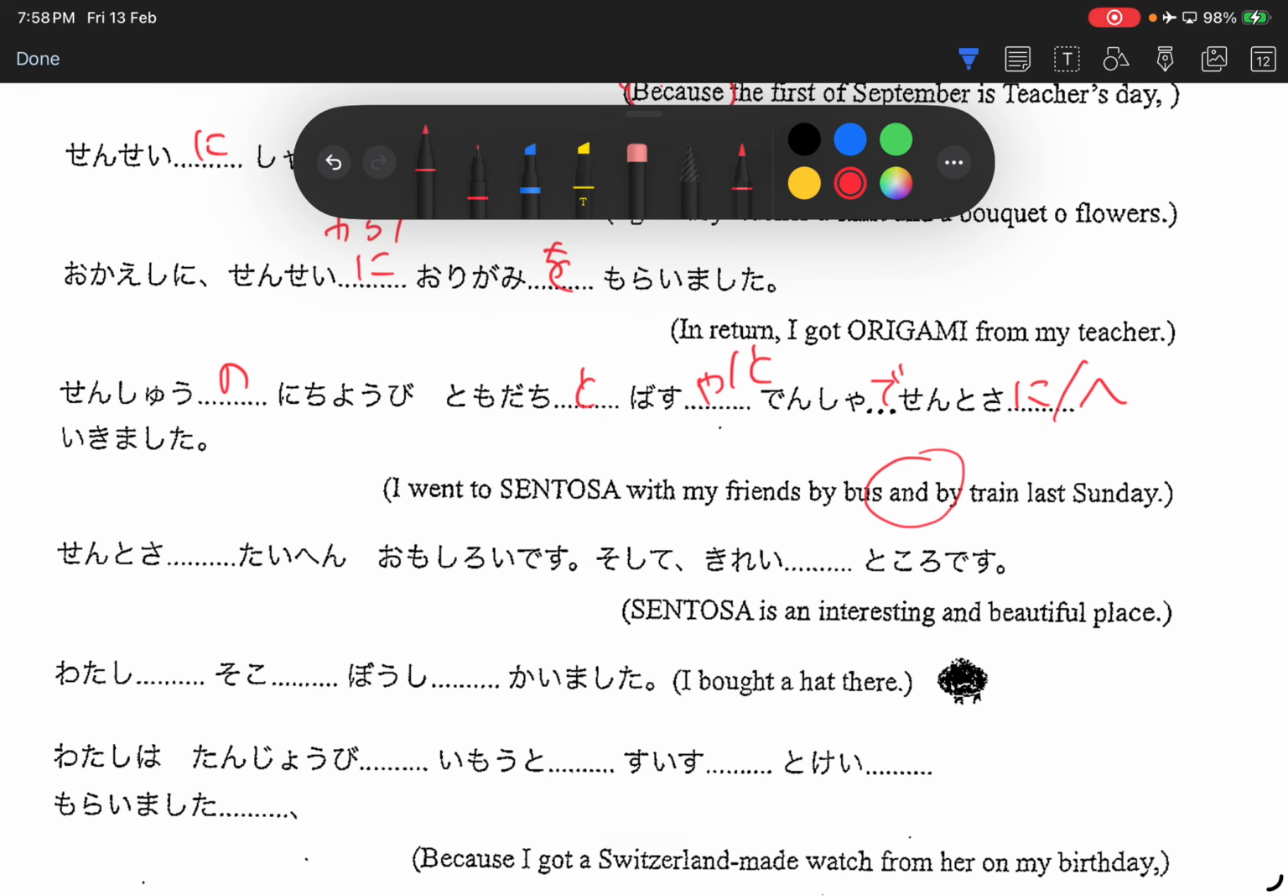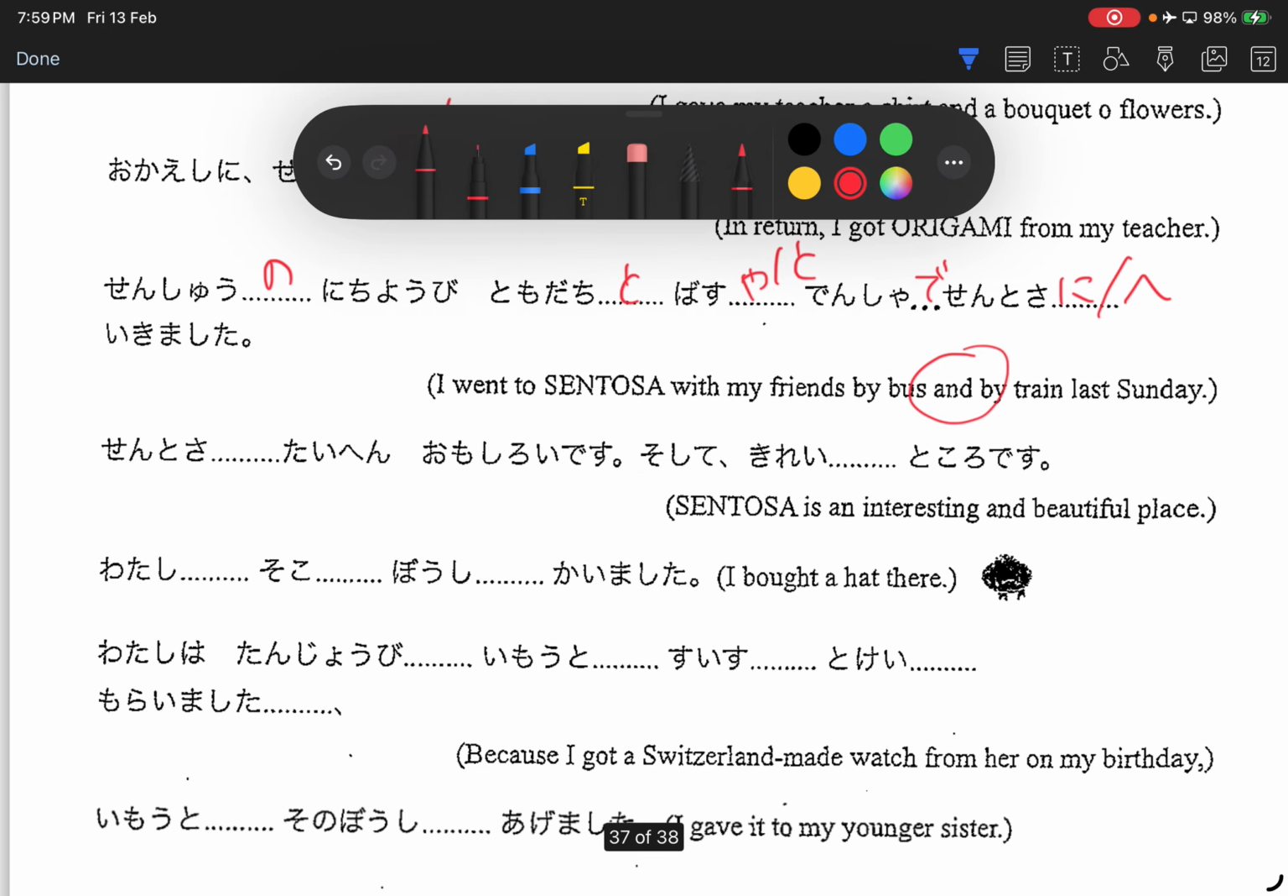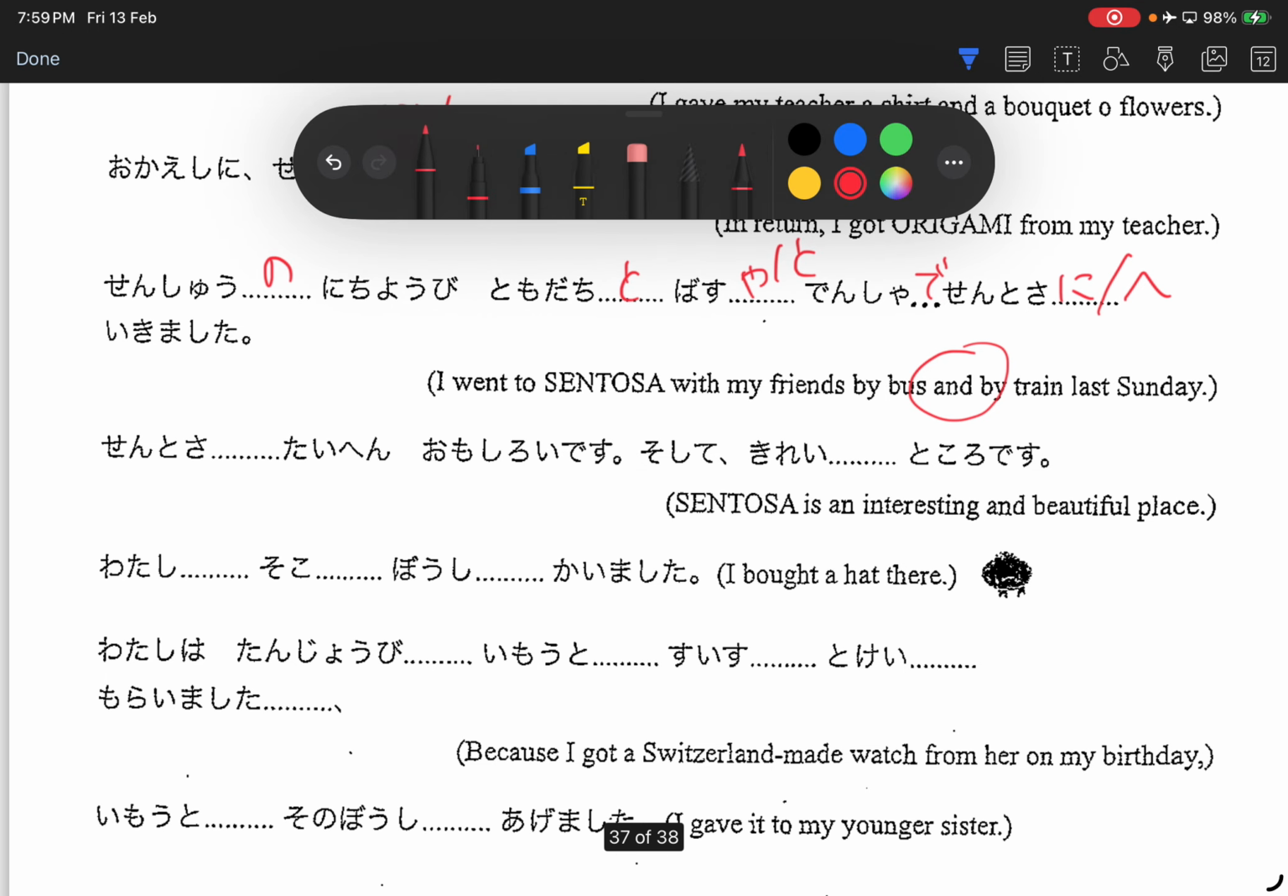If I'm at Harbourfront right now, I will say Sentosa ni ikimasu. That means I'm going into Sentosa. If I'm at Tampines or at Changi Airport, I wouldn't say Sentosa ni ikimasu. Okay, consider near. But if I'm all the way in Beijing or Tokyo, I wouldn't say Sentosa ni ikimasu, right? I would say Sentosa e ikimasu. So the particle depends on the distance. Sure? Next.